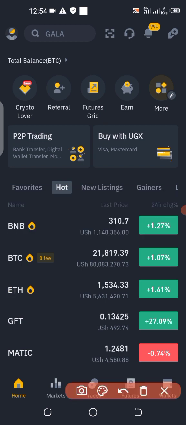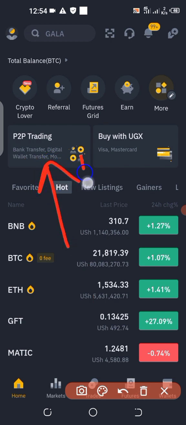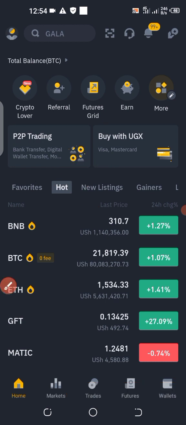Okay, so when you open your Binance, P2P is right here. You can see it, P2P trading, you can see it here. P2P trading is always under this section. For other exchanges I'll do another video, but this time round I'm using Binance.